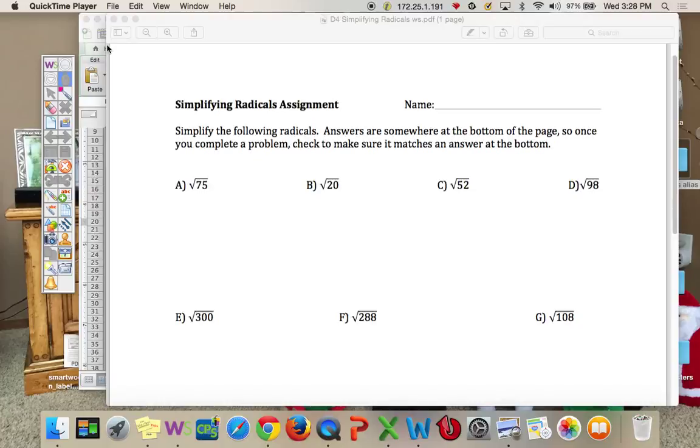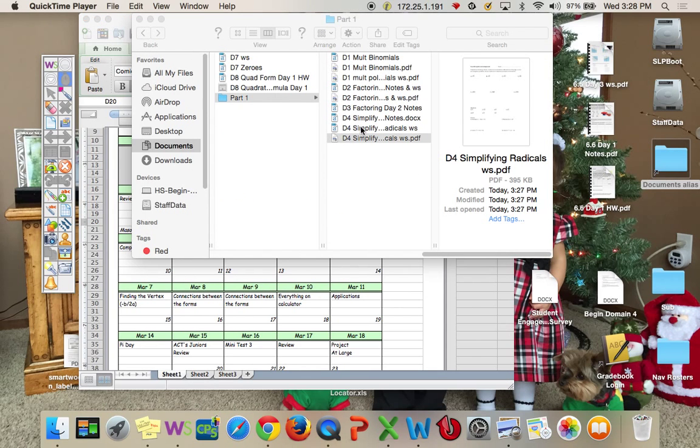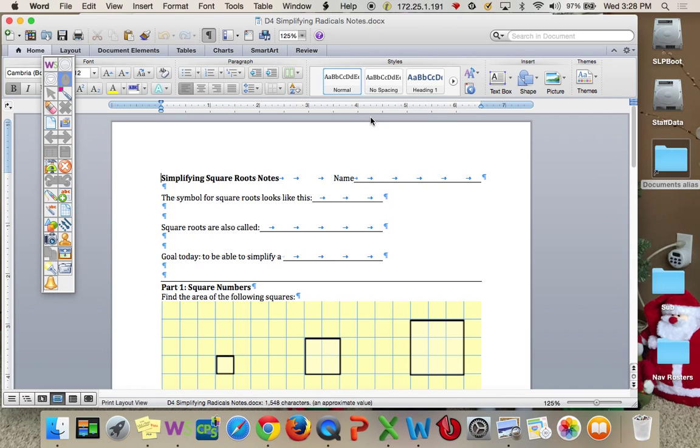We are going to look at simplifying radicals, which means how can you take a radical and rewrite it so it looks the same, but it's in a more simplified form. And this is the assignment. Let me pull up the notes here.